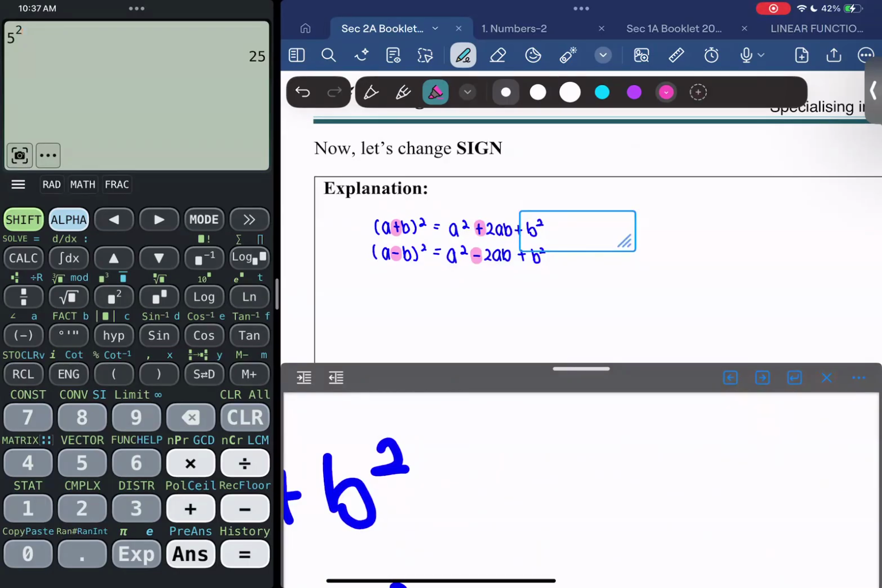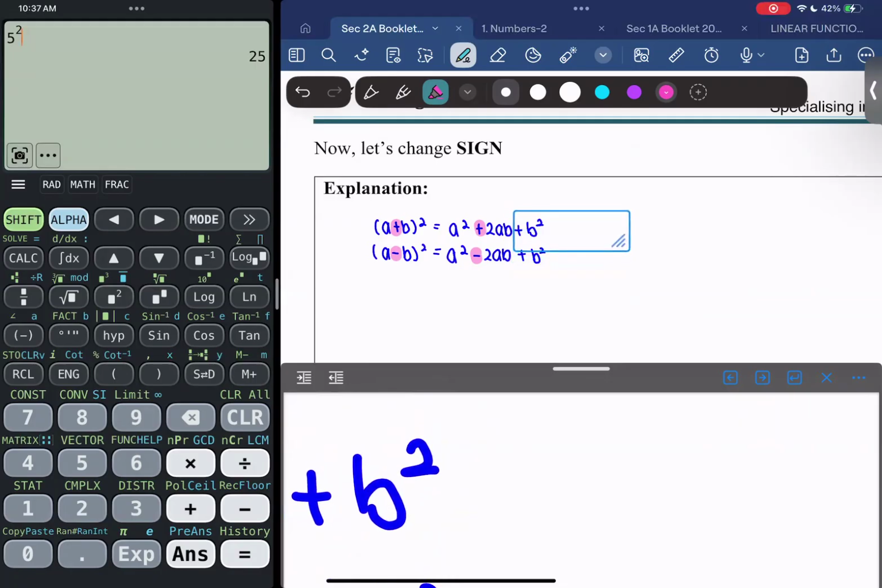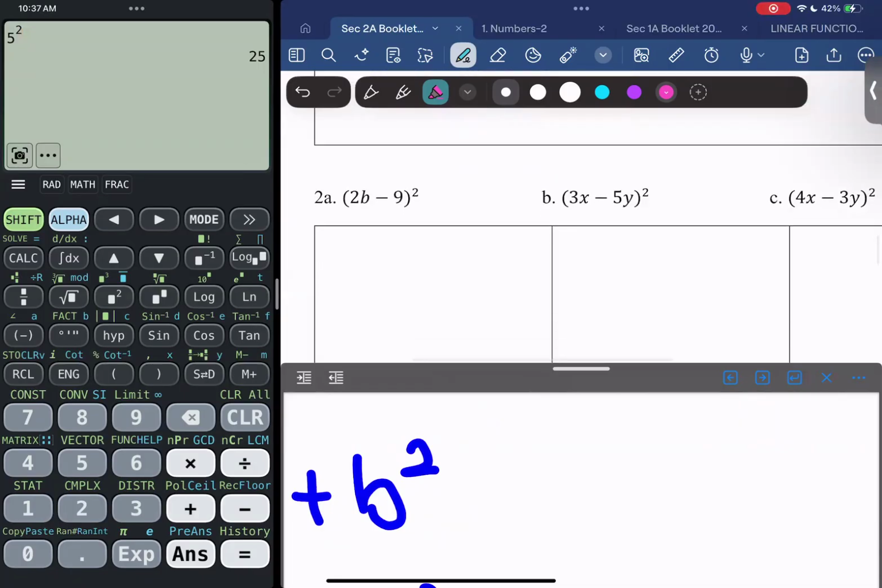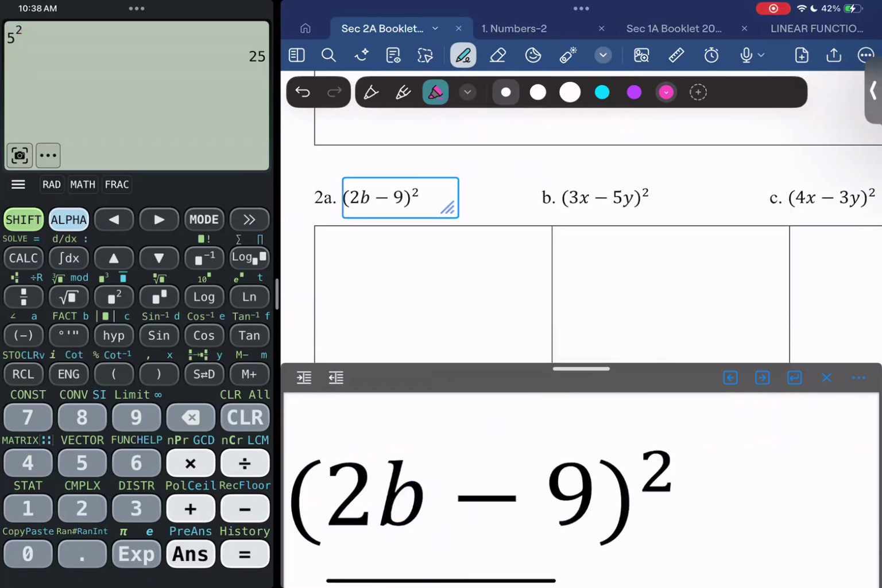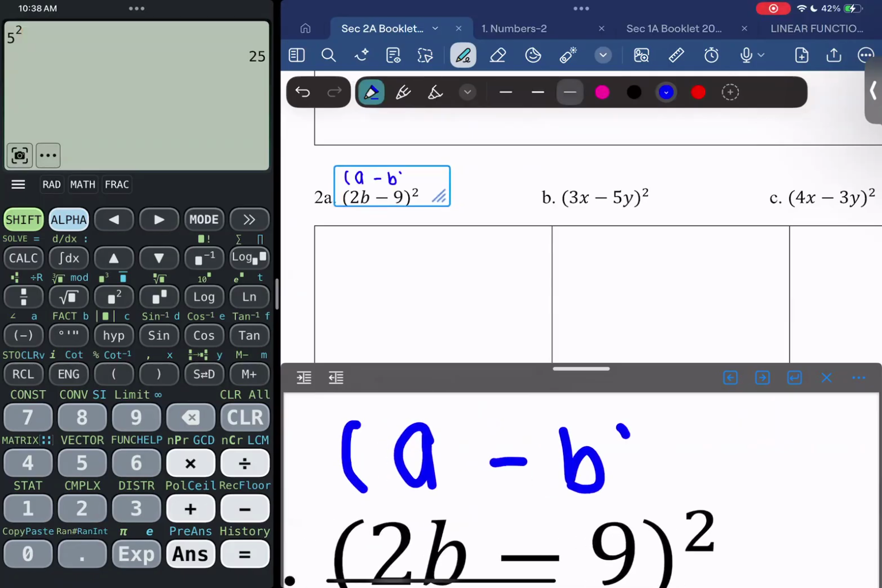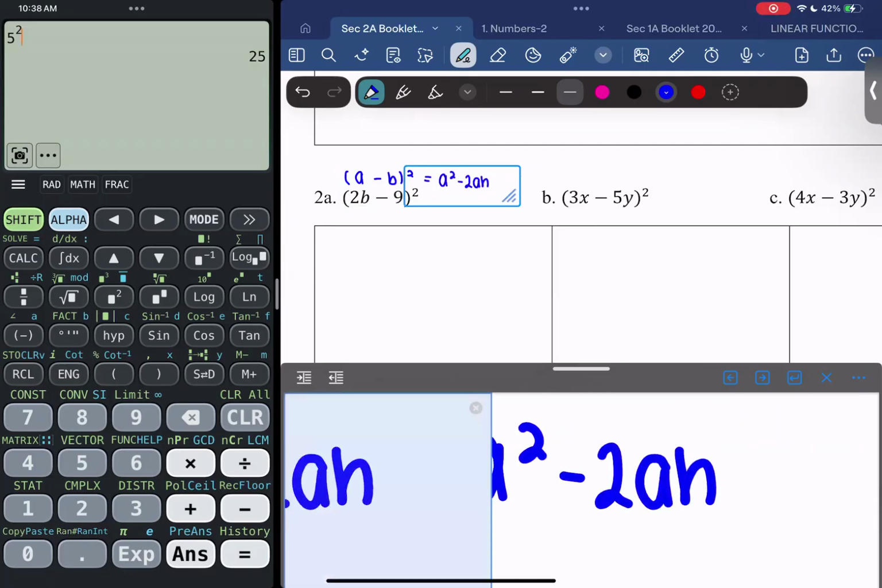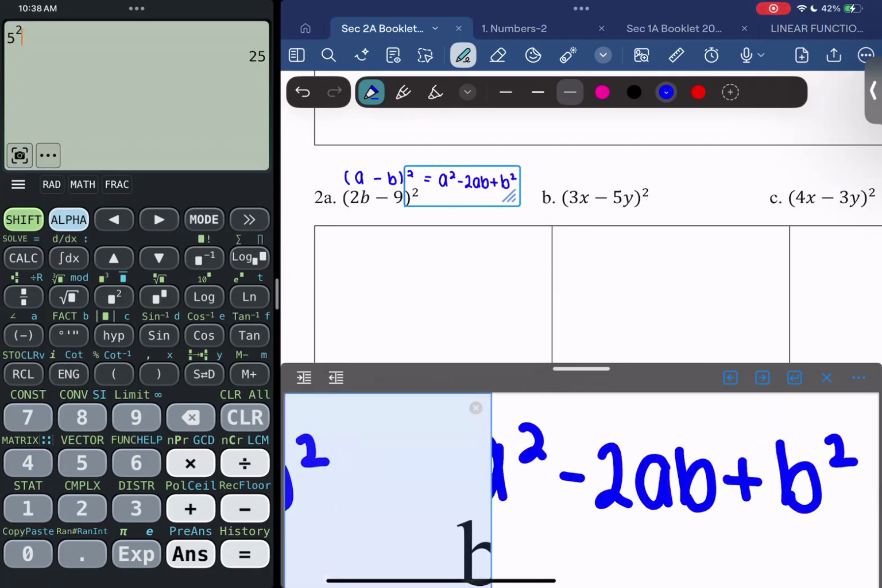Why? Do you still remember? Anything to the power of 2, anything squared, is always positive. So the last one is always positive. Hannah, this is how you memorize. If it's the same thing, it's the same application. Look at this. This is (a minus b) whole thing squared equals a squared minus 2ab plus b squared.